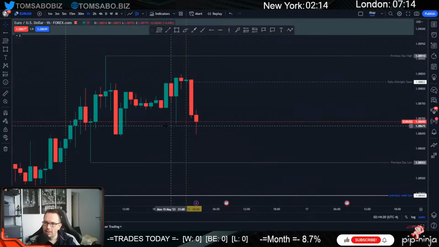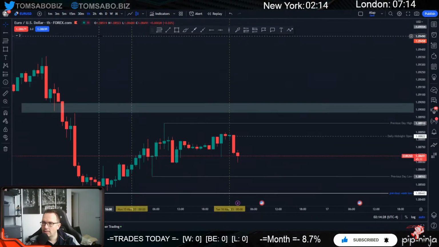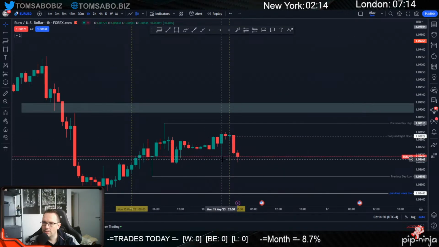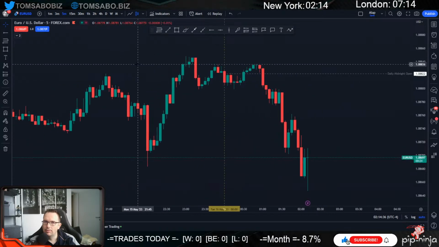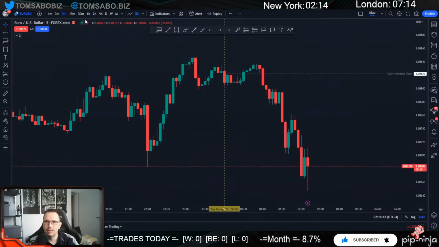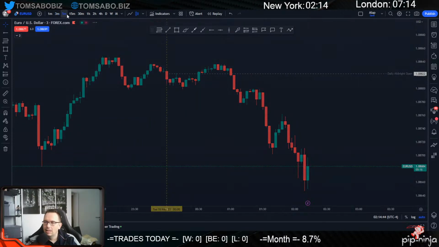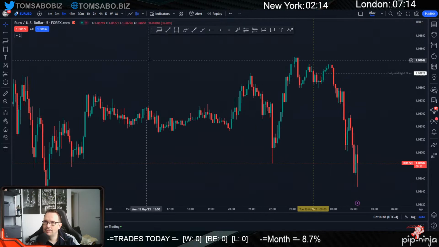Okay, at least we have taken out this low, which is good for us, by taking out this Asian low. So we can also look for some continuation, I mean reversal to the upside. I really hope for that to happen.